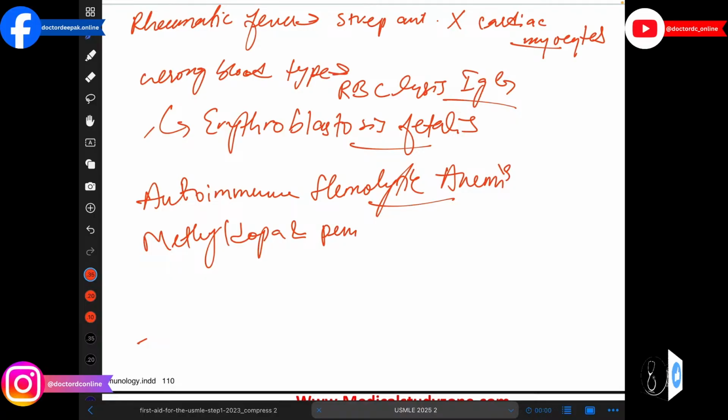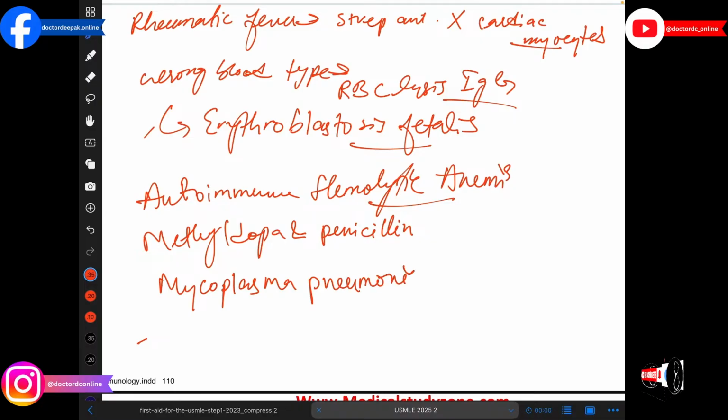Penicillin. The drug binds to the surface of RBC and causes damage and destruction of RBC by the complement system, and there is mycoplasma pneumonia, which will also induce RBC antibodies. Further, we also have some other examples.